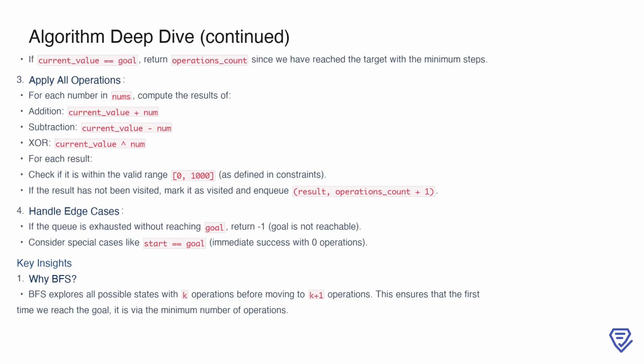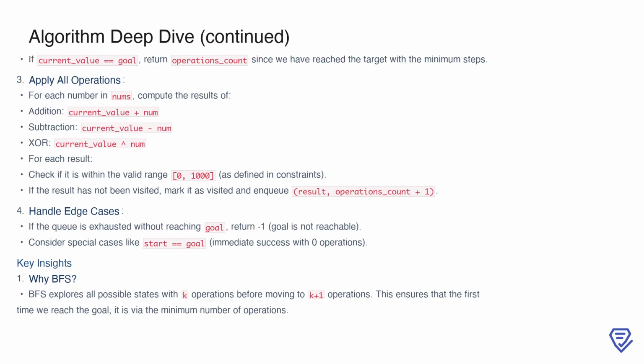For every resulting value, we check whether it lies within the valid range of 0 to 1000, as specified by the problem constraints. If the result hasn't been visited yet, we mark it as visited and enqueue it along with the incremented operation count. This ensures that all possible next states are explored systematically. If we exhaust the queue without reaching the goal, it means the goal is unreachable, and we return -1.